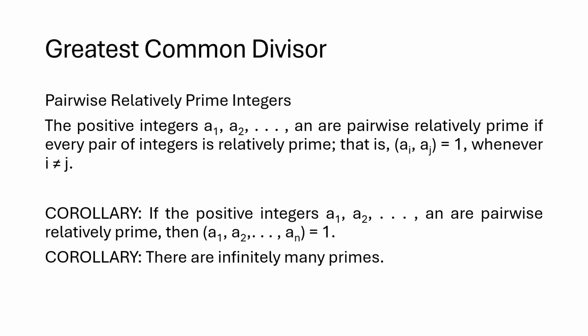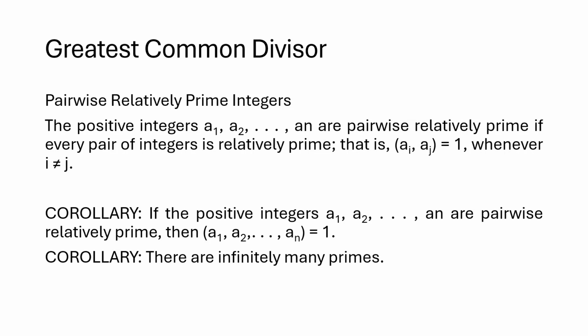So there are infinitely many primes. For the corollary, in this presentation, it only means, for instance, you have the GCD of 8, 15, and 49. These are pairwise relatively prime because the GCD of 8, 15, and 49 is equal to 1. Now beware that the converse of this corollary is not true.